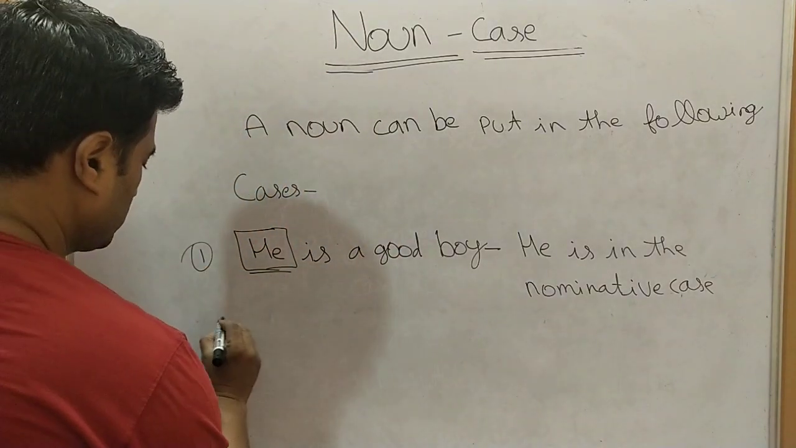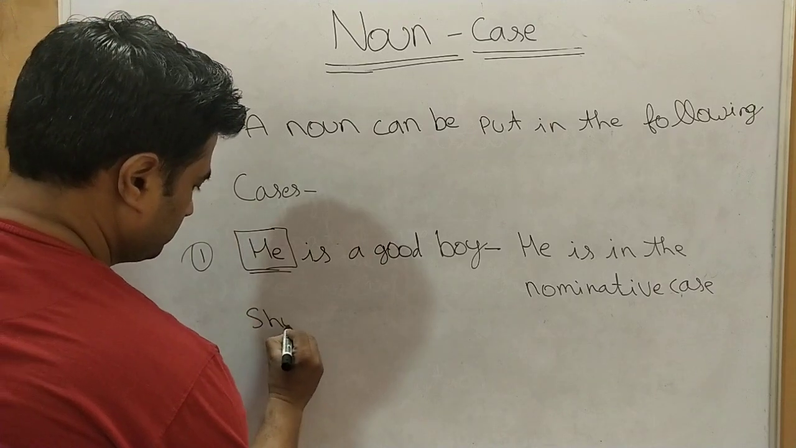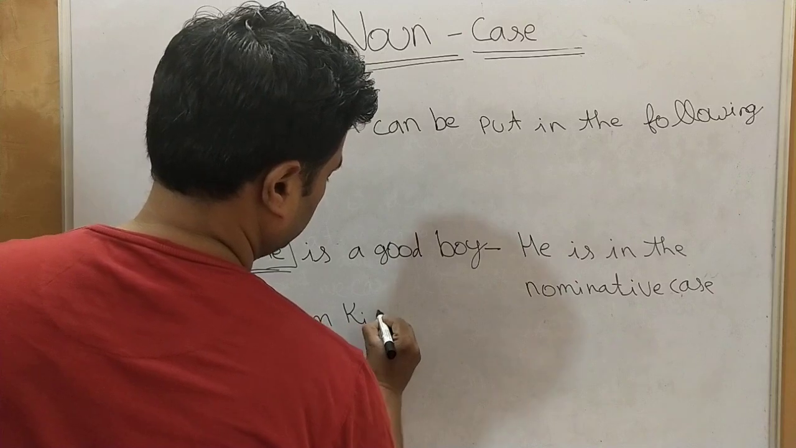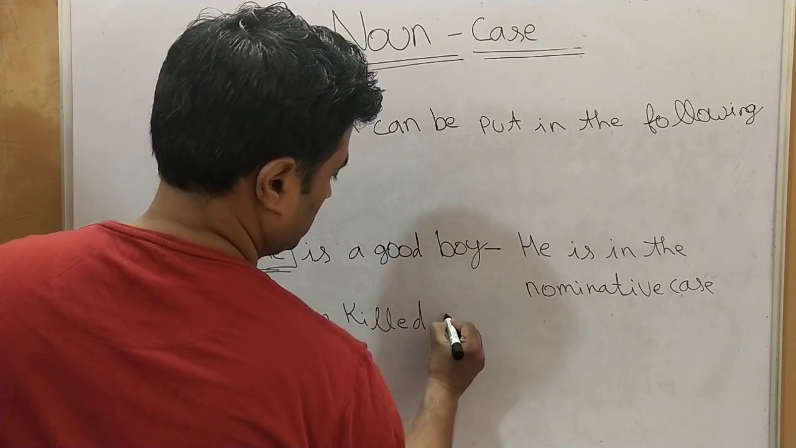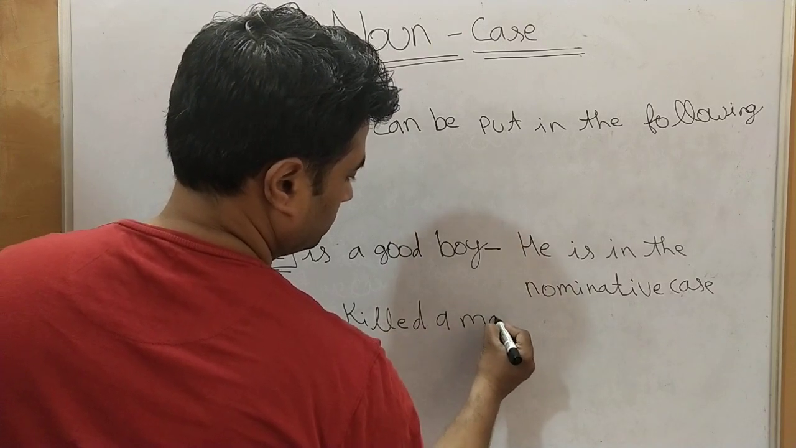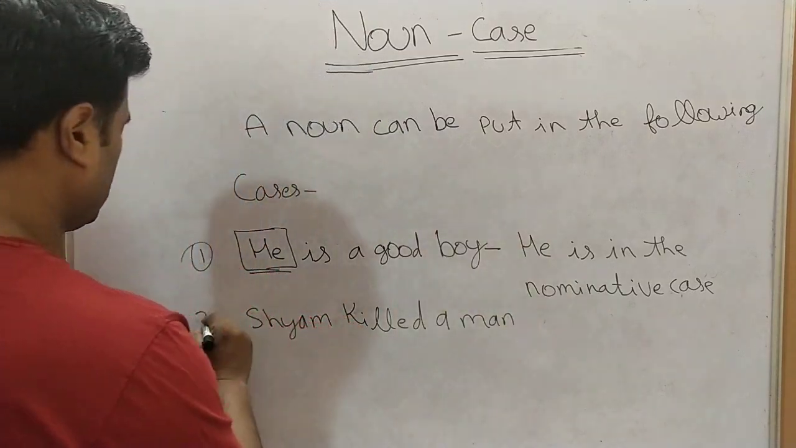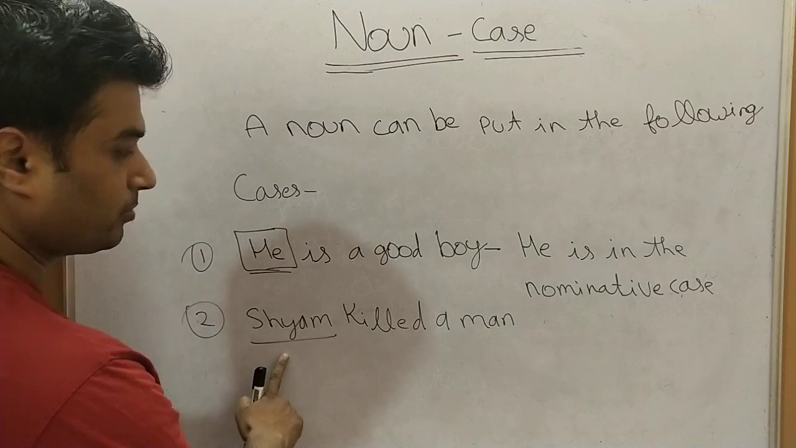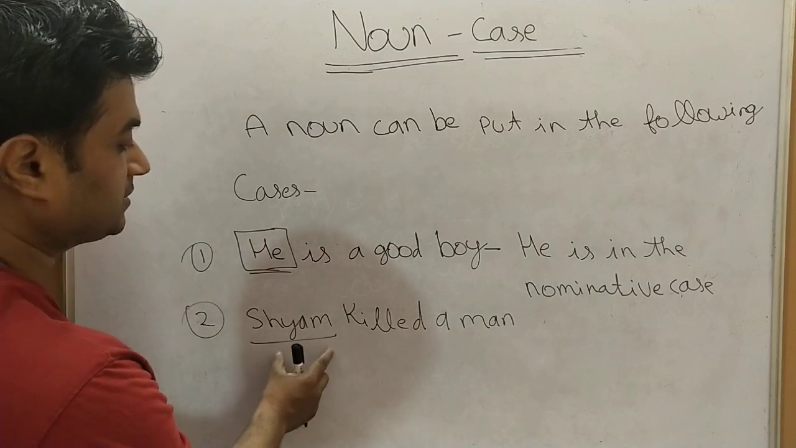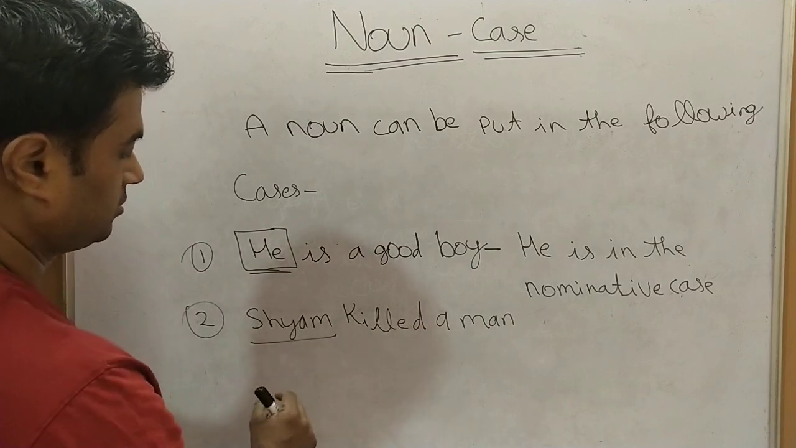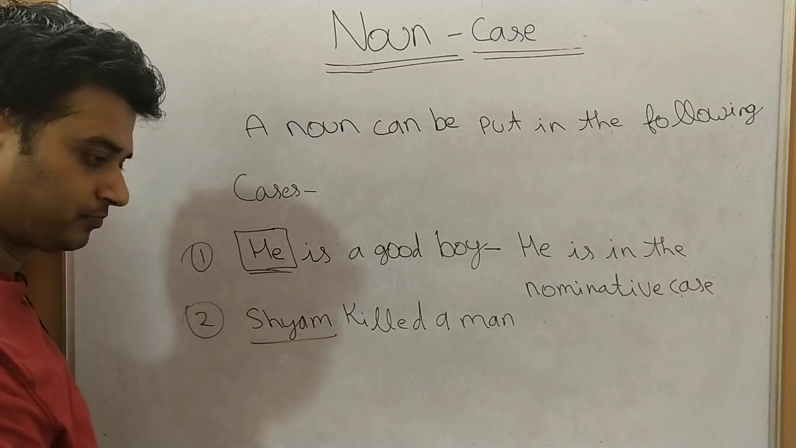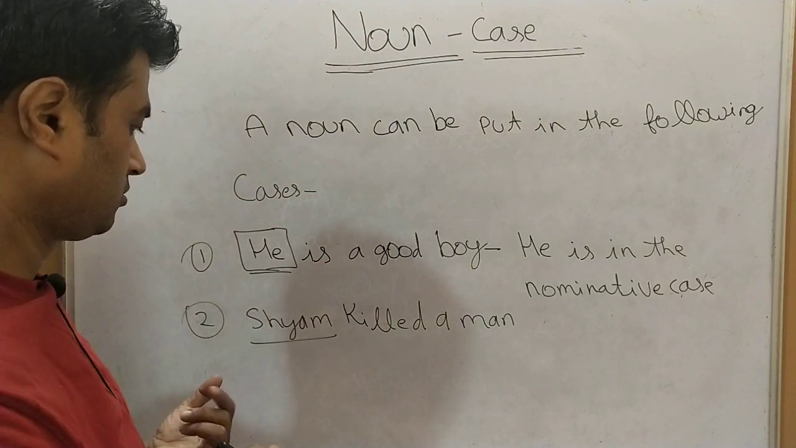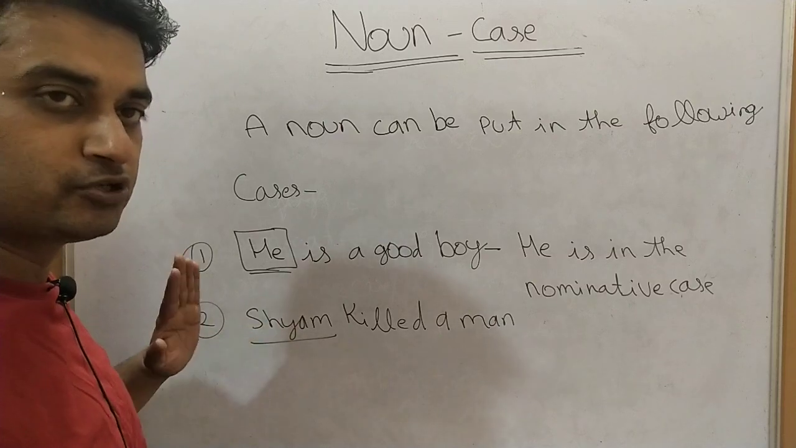Okay, and so here, if I say that Shyam killed a man. Okay, so here Shyam is in the nominative case. Why? Because it is the subject in this sentence. Subject, what is the subject? The person or the thing performing the action, okay, is called the subject.